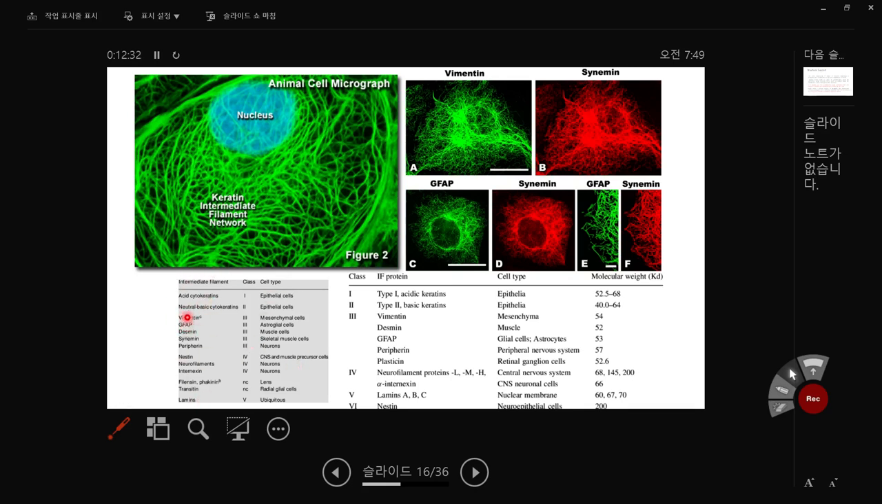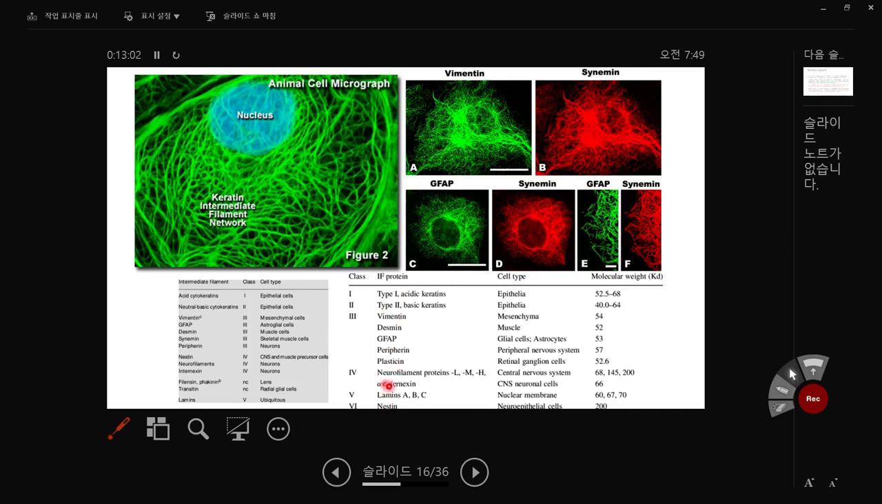So vimentin, mesenchymal cell; GFAP, astroglia cell; desmin, muscle cell; synemin, skeletal muscle cell; peripherin, peripheral neurons; nestin, also CNS or muscle precursor cell; neurofilament, neurons; internexin, neuron; and plectin, glia cell; and lamins, as you know, inside of the nucleus.